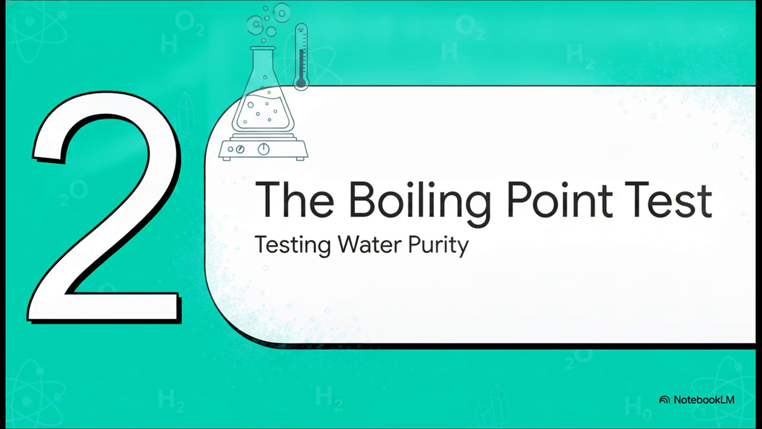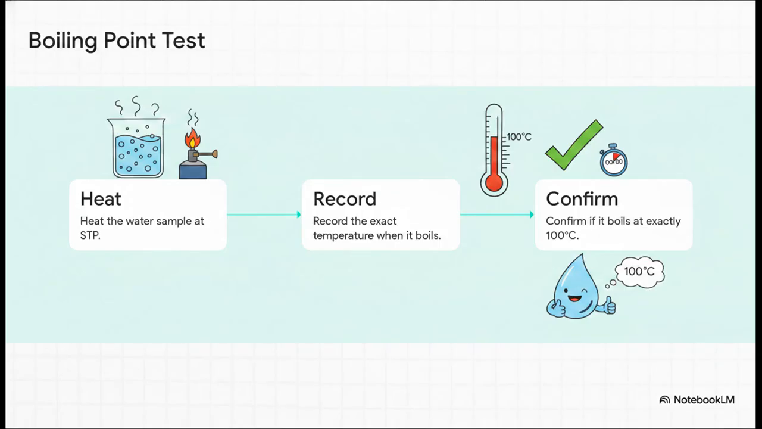Section 2. The boiling point test. Now, how do we actually test this in a lab setting? Here is the step-by-step methodology. Step 1. Heat the water sample at STP. आप simply उस पानी के sample को standard conditions में heat करेंगे. Step 2. Record the exact temperature when it boils. जैसे ही water actually boil होना शुरू हो, आप thermometer से exact temperature note करेंगे. Step 3. Confirm if it boils at exactly 100 degrees Celsius. अगर ये exactly 100 degrees पर boil होता है, then boom, congratulations, it is a pure sample of water. This step-by-step method बहुत simple है, but it's highly reliable.